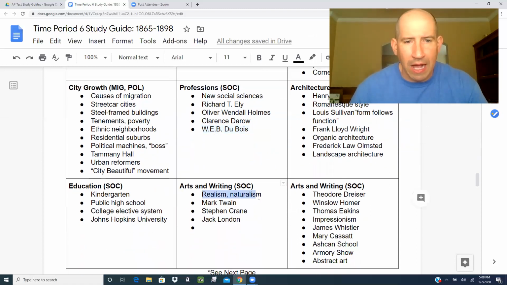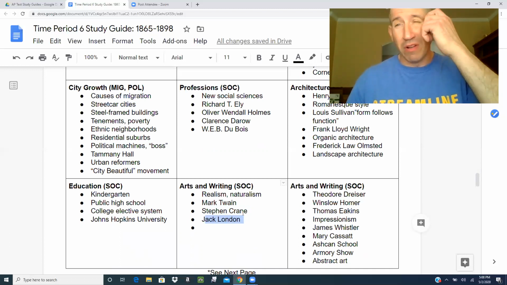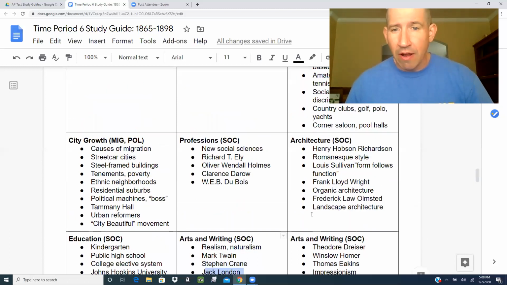In America, writing got real, right? Y'all read Mark Twain, Stephen Crane, who wrote Maggie: A Girl of the Streets and The Red Badge of Courage, very realistic stories. Jack London, The Call of the Wild, the realism and harshness in nature.